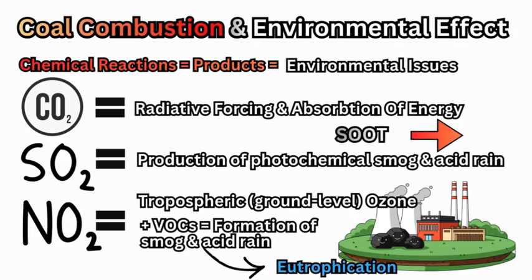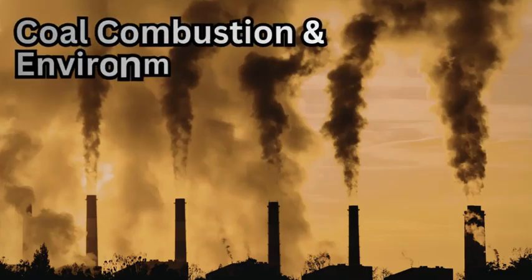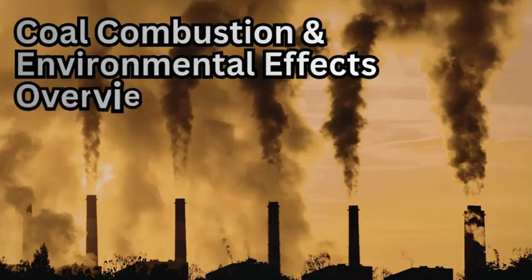Then we have the soot and the carbon monoxide, which can form both smog and tropospheric ozone and can increase the amount of particulate matter, 2.5, in the atmosphere, which would cause a decrease in the air quality and also environmental degradation. As an overview, coal is burned to produce heat and electricity for both the developing and developed world.